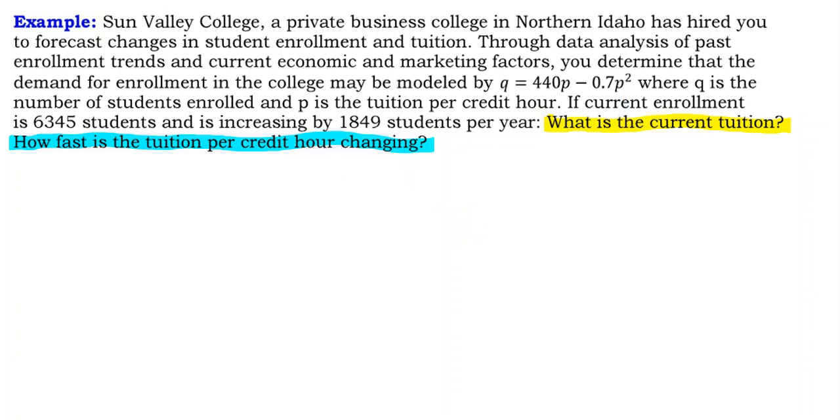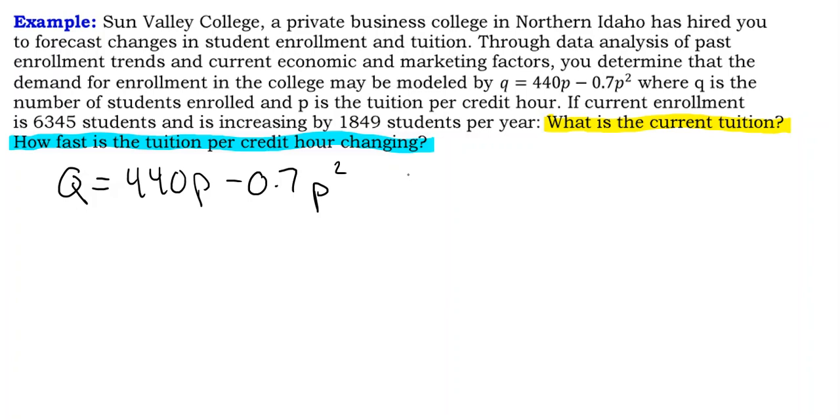So to get started, we want to write down what we know. Well, first of all, we know that we have a demand equation. So I'm going to write that down. Q is equal to 440p minus 0.7p squared, where Q is the number of students and P, or price, is tuition. Tuition is a form of price.